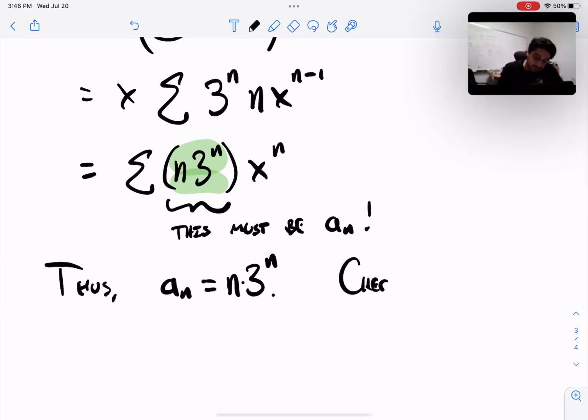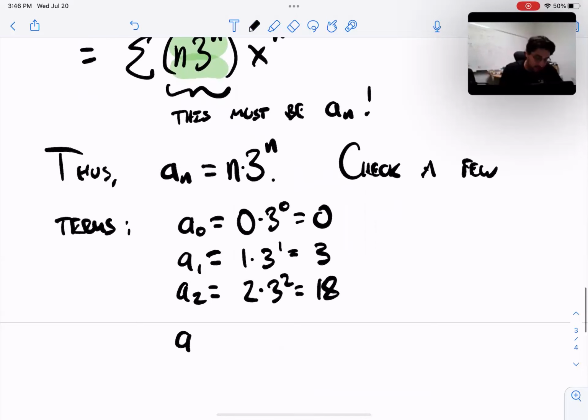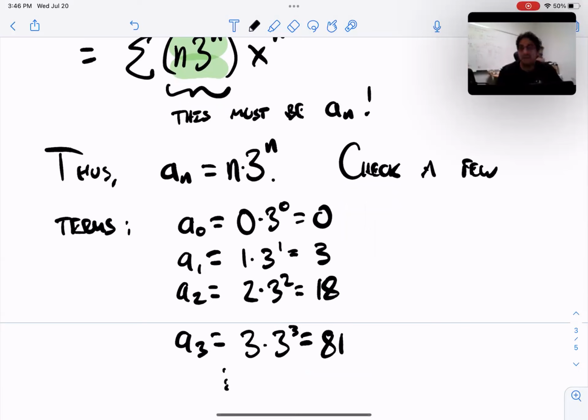Let's check a few terms. So if I do a0, sure enough, I get 0, right? 0 times 3 to the 0 is 0. If I do a1, I get 1 times 3 to the 1 is 3. a2, I get 2 times 3 squared, which is 2 times 9, is 18. And if I do a3, I get 3 times 3 cubed, which is 3 times 27, is 81, right? So sure enough, our explicit formula confirms the terms that we were generating with this recursion, right? And so we did it. Here is our explicit formula, right?